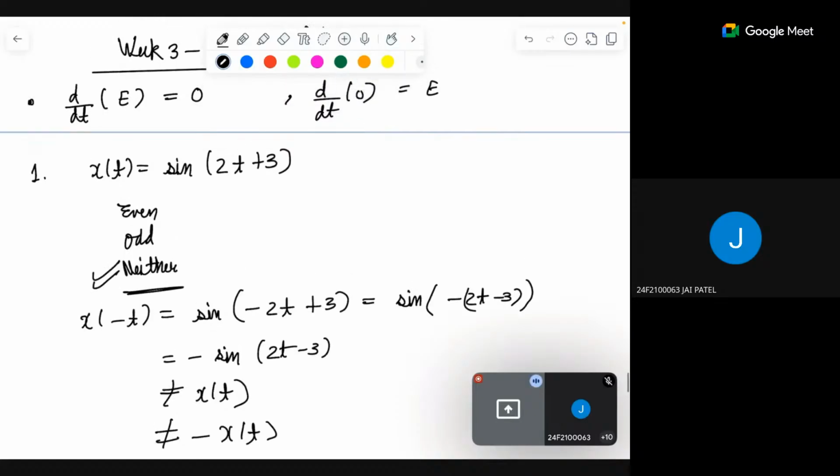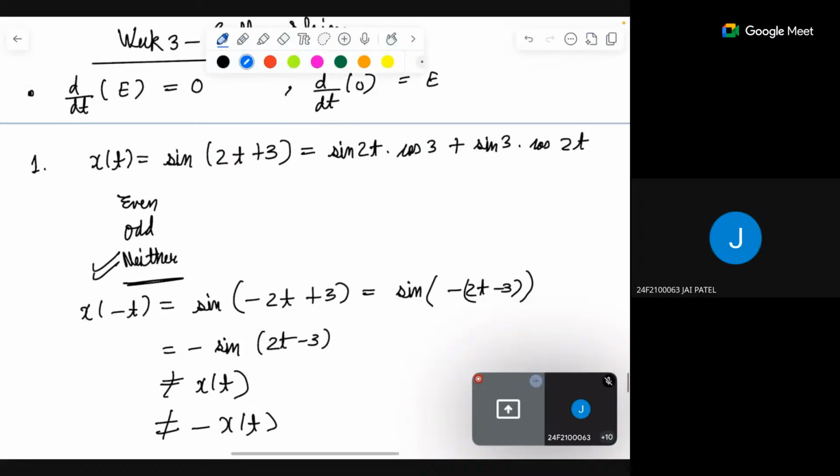And we can also see it by that combination of signals. So if we expand this, this is what we will get. Now sine 3 and cos 3 are constants. Sine is an odd signal, cos is an even signal. Odd plus even will give me neither even nor odd. Okay, is that fine?